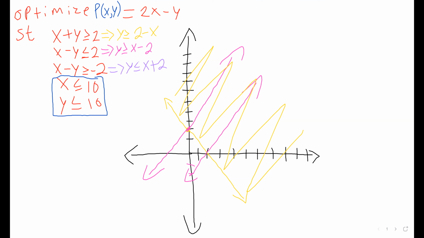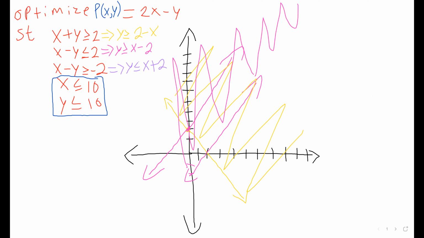So the pink equation, we're going to shade everything on top. So that's going to be all of this area. And it goes on forever also. And it's starting to look messy, and that's kind of the problem with linear programming.